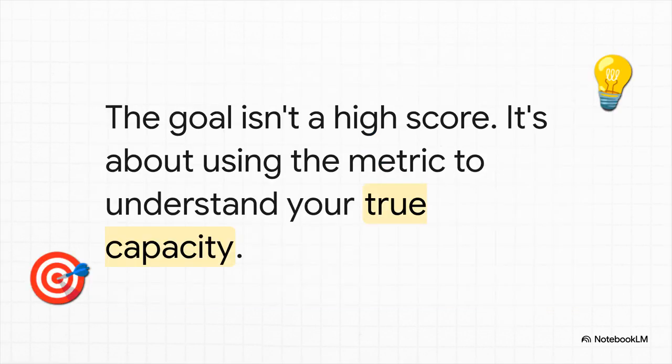This right here is the most important takeaway. The goal is not to chase a high score or hit some magic number. In fact, for a company that's all about just-in-time production, a lower utilization might actually be a sign of success. It means they're not making costly overproduction. The real goal is to use this for an honest look in the mirror at your true capacity, given the unique realities of your business.